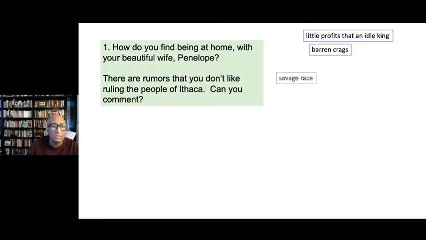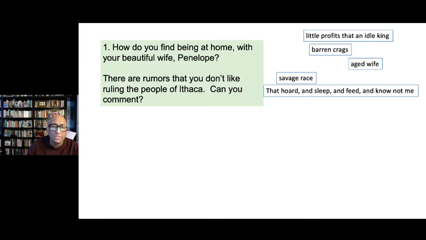Barren crags. Savage race, aged wife, that hoard and sleep and feed and know not me. Little idle king, little profits. He is a bored or idle king. He's not getting much joy from it.